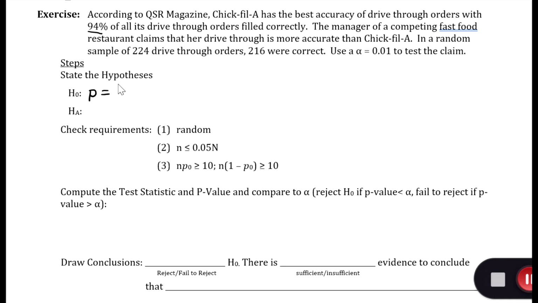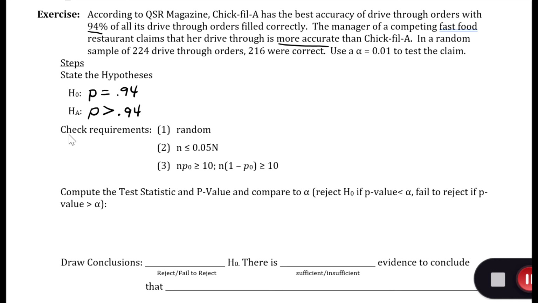The status quo, what we're assuming to be true until we have evidence otherwise, is that this proportion is the same for all, and it's 94%. But the claim that they want to find evidence to support is that it is more accurate than Chick-fil-A. So they want to claim that their proportion is more than the Chick-fil-A accuracy.